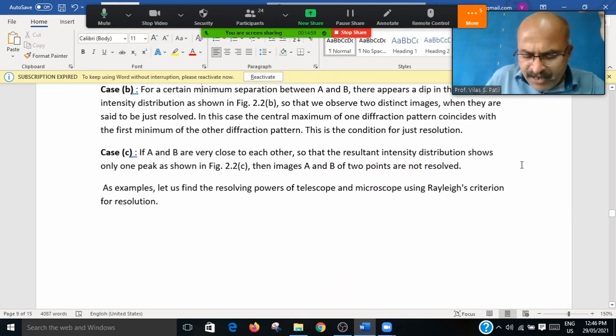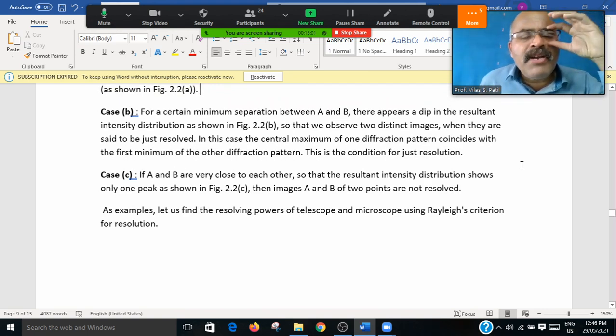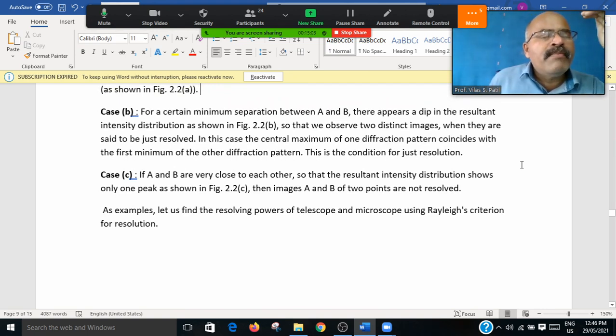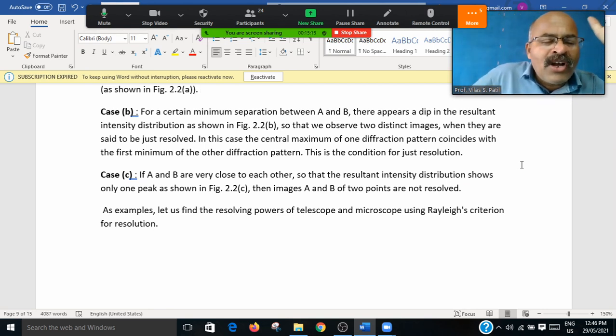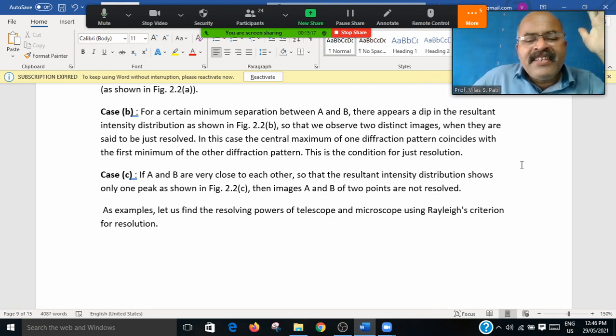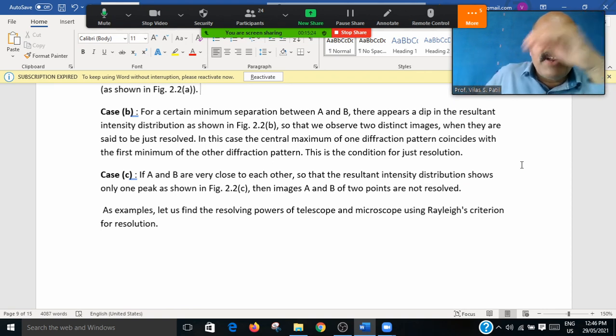For a certain minimum separation between A and B, there will be a dip in the resultant intensity distribution, that is Figure 2.2 B, and so we observe two distinct images when they are just resolved. In this case, the central maximum of one diffraction pattern coincides with the first minimum of the other diffraction pattern. This condition is just resolved.